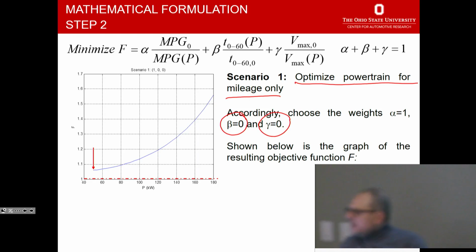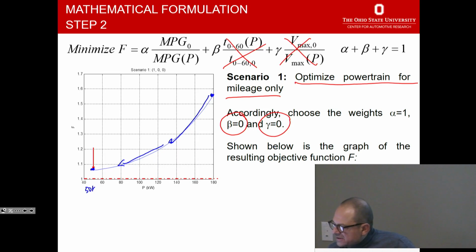If I do that, and I construct my f, these two terms are not in the picture. What I'm going to find is that for a very large value of power, my fuel economy won't be as good. Larger engines are not as fuel economical. As I move down, I have a monotonically decreasing function such that my smallest engine, 50 kilowatts, is the one that is going to have the lowest fuel consumption.